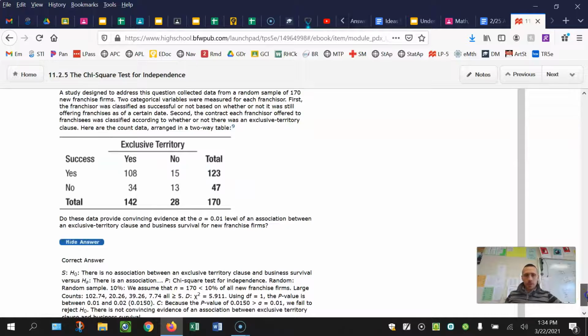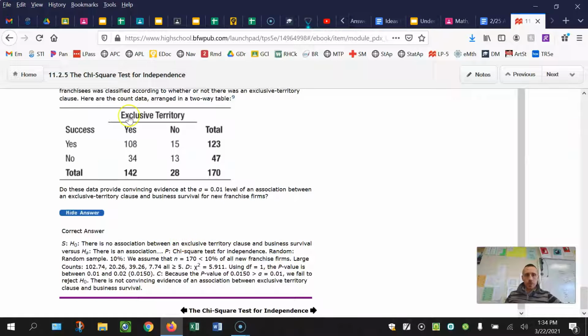So the null hypothesis: there's no association between these two variables. The alternative: there is an association. For the plan step, there was a random sample of 170. 170 is less than 10% of all new franchise firms. And for large counts, all the expected counts that I'd get from the matrix in the calculator, I have to list them somewhere. As I mentioned before, I just put a little slash here and write in the expected counts and then put a little key, observed / expected, so my AP reader knows exactly what I'm talking about.